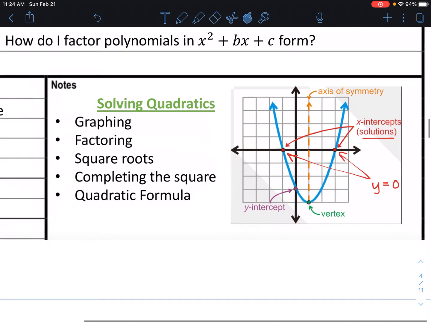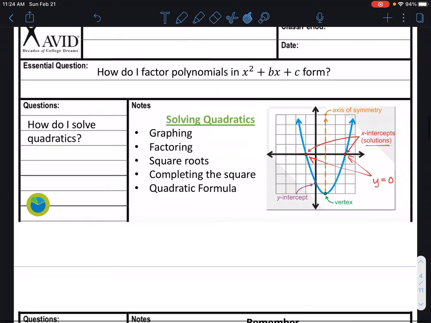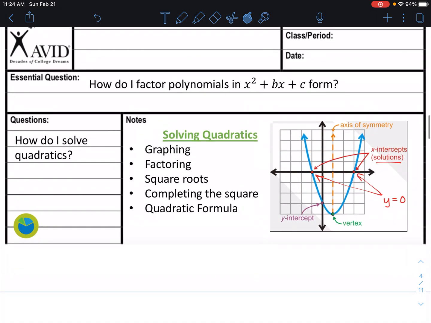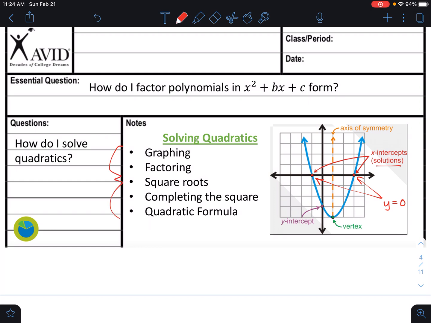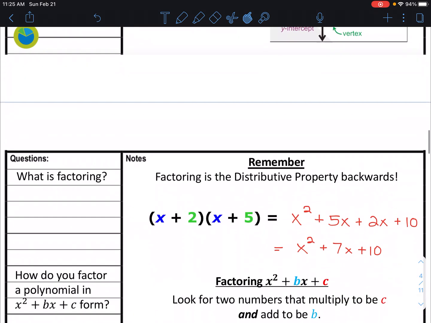Now, to solve quadratics, here are the ways that you can solve quadratics, okay? They are graphing, factoring, using square roots, completing the square, and the quadratic formula. So we're going to go over how to do these, okay? And we're going to start with factoring today. And we're not actually going to solve quadratics just yet. We're just going to review how we factor and go over those. So we'll spend today's lesson and the next lesson just reviewing those things, and then we'll put it back together. Okay, so here we go.